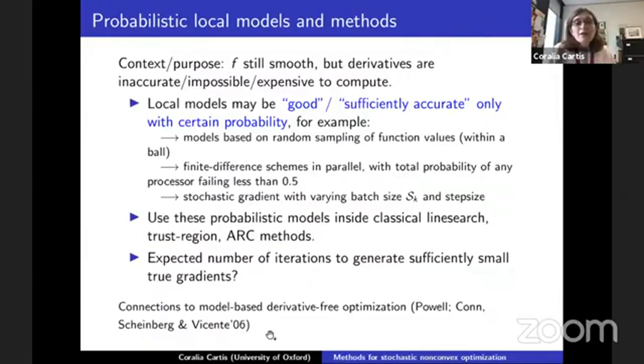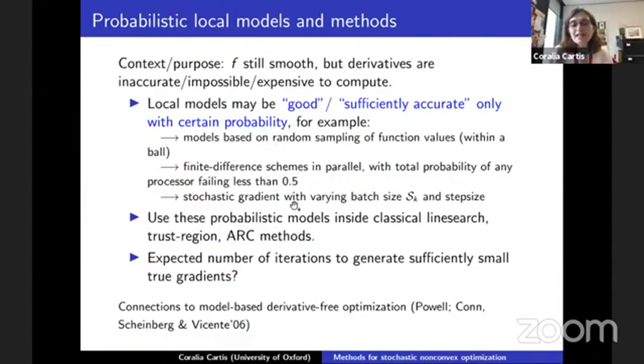For example, this could be the case where my local models come from random sampling of function values within a ball around the current point. Or think of a framework where I calculate my gradients by finite differencing of function values, and each finite difference is calculated by a different processor. I send them to different processors, and a master processor collects all these finite differences and forms my gradient. Now, assume I have processor failure. Should I wait for that finite difference, or should I just continue with whatever I've received back from my different workers? This framework allows a lot of processor failure, and it tells you yes, you should just continue without accurate information, without waiting for those failed finite differences.